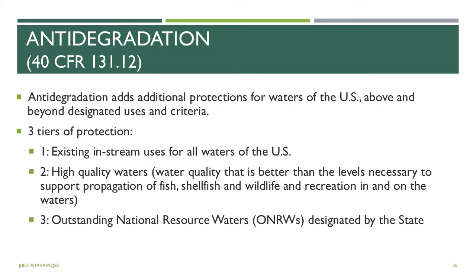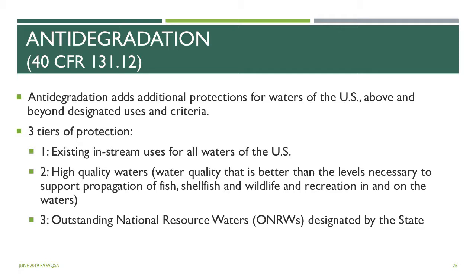Anti-degradation, we've talked about this a little bit. It's just a way to make sure that there is a process to protect existing water quality and high quality waters. It's done by establishing three tiers of protection. Aside from making sure that all waters are protected at the existing uses, tier 1 is essentially like existing uses, which we'll talk about.